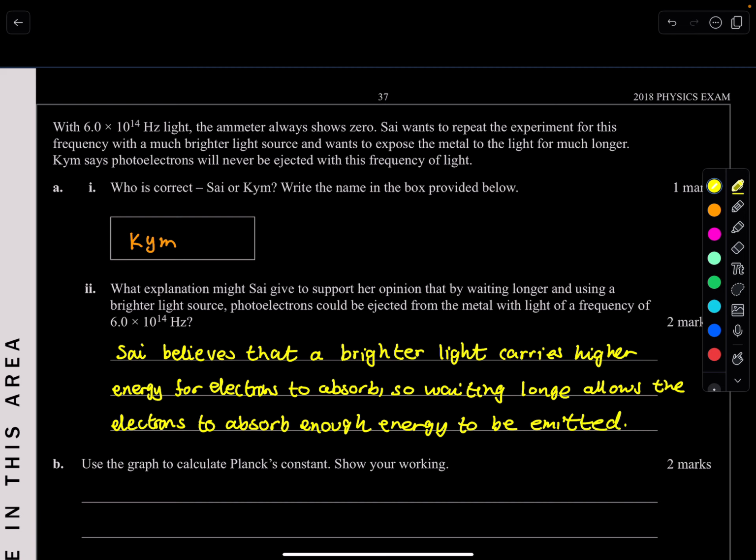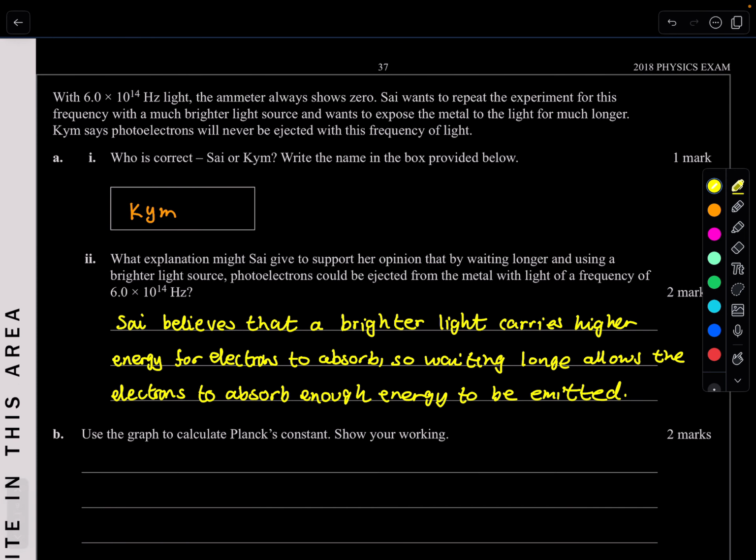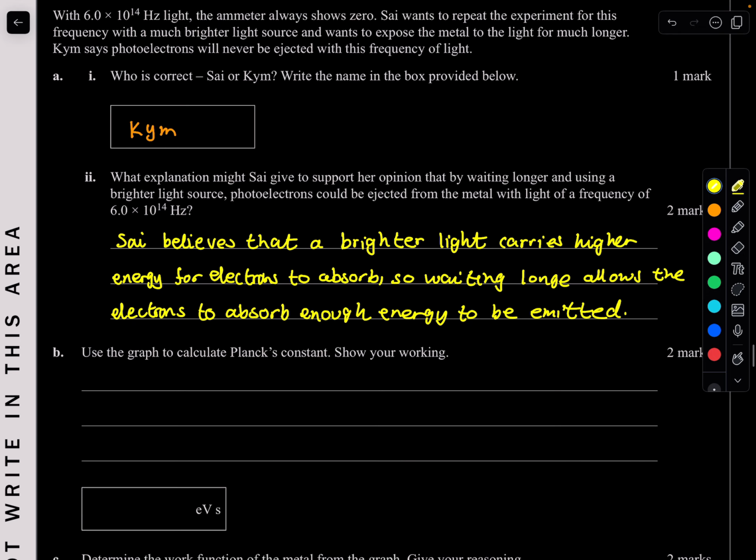That's what the wave model predicts, which doesn't explain it. It doesn't work that way. So, is that right? I just want to double check. With this light, the ammeter always shows 0. So I want to repeat this experiment for this frequency with a much brighter light source, and expose the metal to the light for much longer. Kim says that photoelectrons will never be ejected. Yep, that's correct. That looks good.